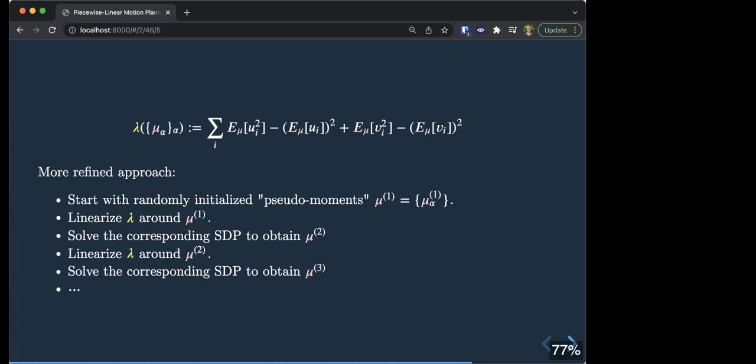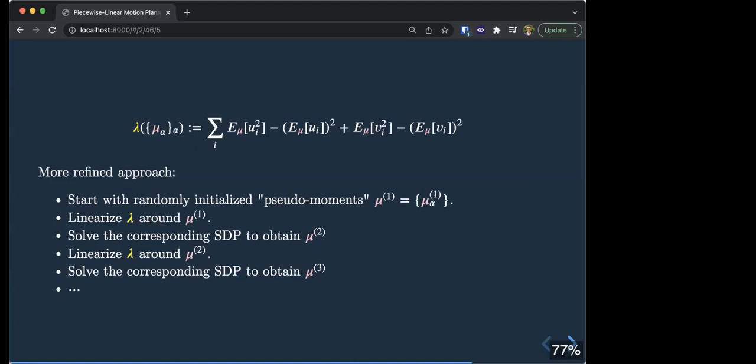But this is just a way to nudge the procedure in the right direction, so to speak. And in practice, it seems to work well. But at this time, we don't have guarantees that this will give you the best possible solution.